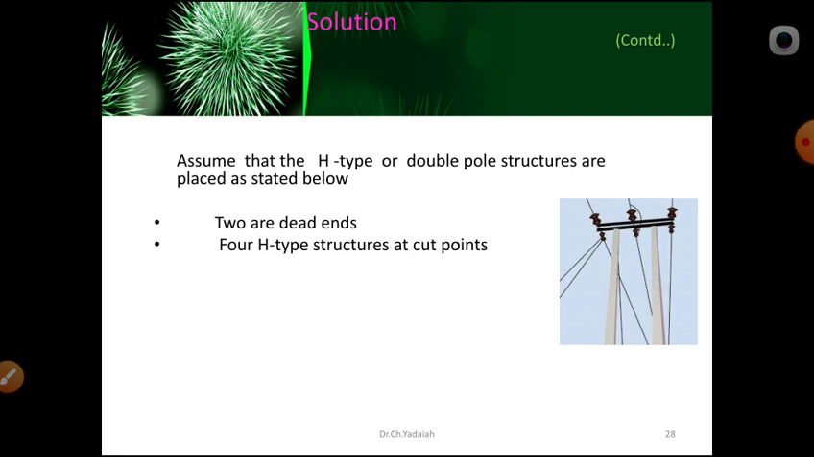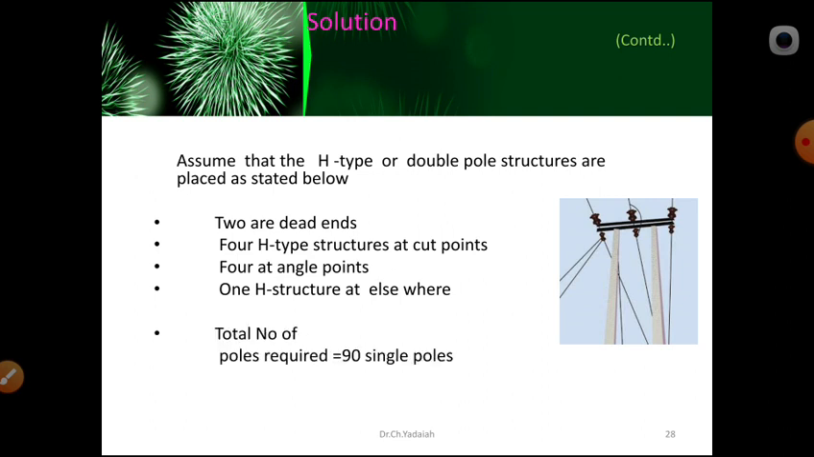Similar, same figure. You can see the side-by-side figure. This is the H type of cut points. Now the structures at angle points: whenever the angle comes, 90 degrees, as in the previous case, here also you can use the two pole structure. Now next, one H structure elsewhere, in between at any place, you are going to place one extra.